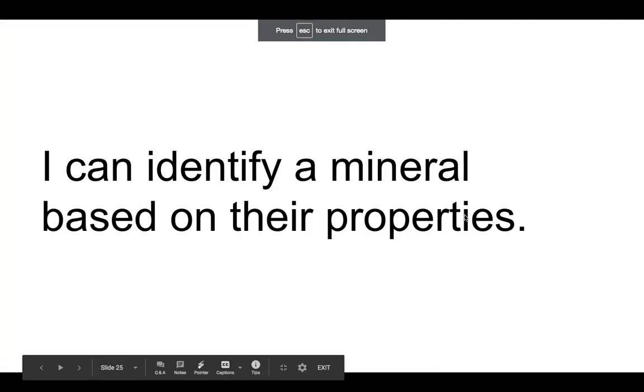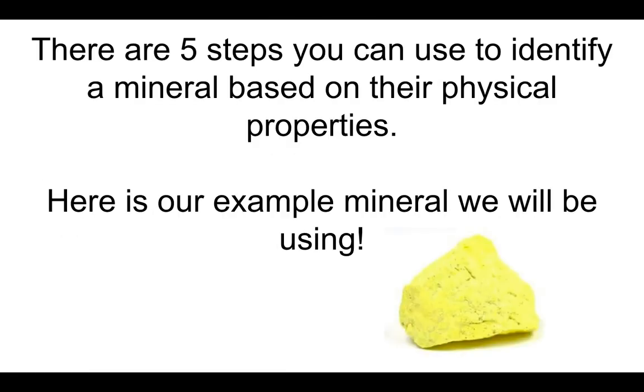Our Atkins statement is I can identify a mineral based on their properties. So there are 5 steps you can use to identify a mineral based on their physical properties. These physical properties are the ones that we talked about Monday and Tuesday, which are color, hardness, luster, cleavage, basically all the ones we covered the past 2 days. And we're going to use what we learned to help identify a mineral.